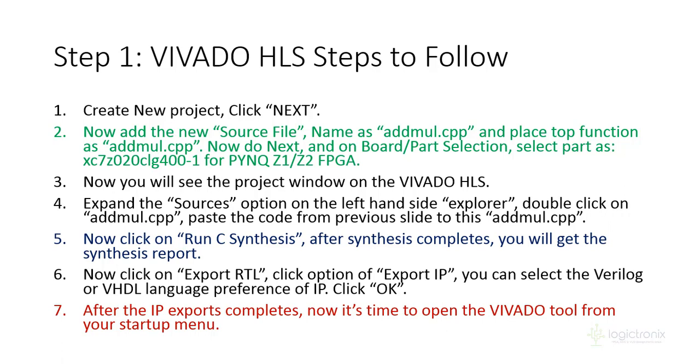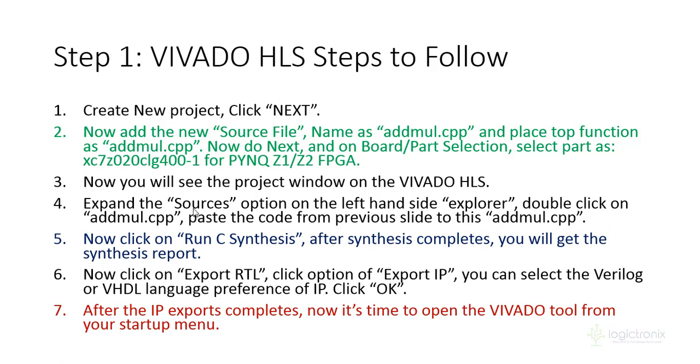So you can just go to high-level synthesis, create the new project, add the new source, add addmul.cpp, or you can add the already available source, and you can select the part of the PYNQ FPGA. So the part is XC7Z020-CLG400-1. This is the part which we will type in high-level synthesis, and the part is the same for Z1 and Z2.